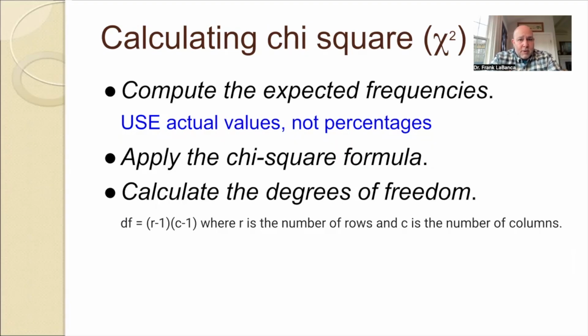You compute the expected frequencies. You use actual values, not percentages. This is really important: actual values. Use the n, not the percent. You use the chi-square formula. You calculate degrees of freedom, which is rows minus 1 multiplied by columns minus 1.